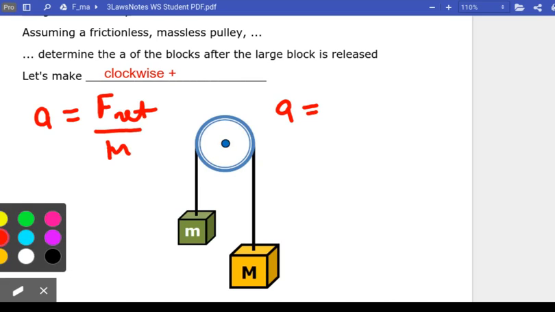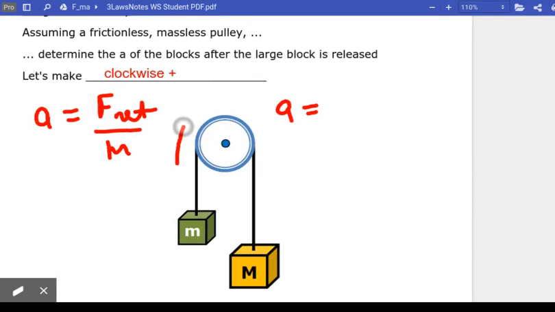Once again, we've got to establish what's positive or negative. But we're going to do it a little differently. We're going to say that anything going in the clockwise direction, we're going to call positive. So we put that into our picture. And we'll consider this as a whole system.